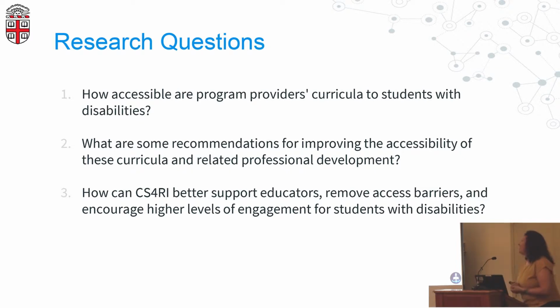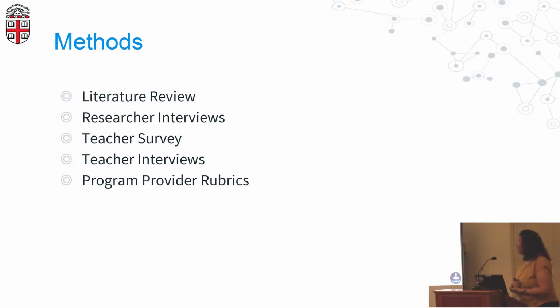So how did I approach these questions? So I did a very thorough literature review because there's not a lot out there on computer science accessibility. I interviewed a couple of researchers whose focus is making computer science accessible. I sent out a survey to teachers who had participated in some sort of CS4I professional development, and I then followed up with teachers who had given me their email to do follow-up interviews based on their responses, and I also had access to rubrics that the program providers have filled out discussing how accessible they thought their curriculum and PDs were.